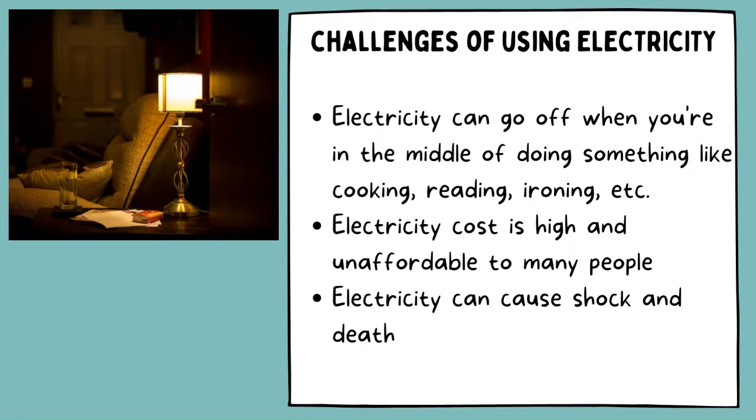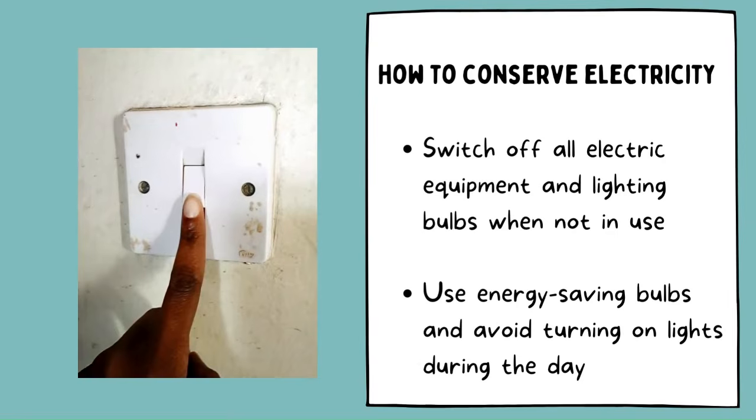What are some of the challenges you can encounter when you're using electricity? Now, electricity can go off when you're in the middle of doing something. For example, you could be doing your homework or reading a storybook, and the electricity goes off without warning. That's a challenge. Second, electricity is very expensive and most people cannot afford it. Third, electricity can cause shock, electrocution, and even death. So you need to observe safety when you're using it.